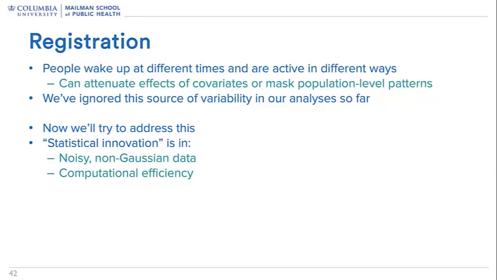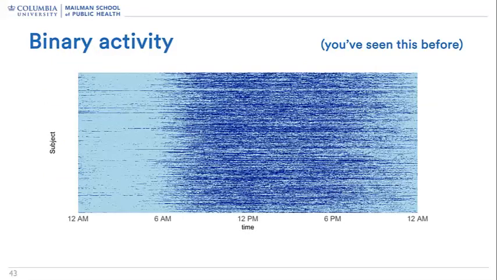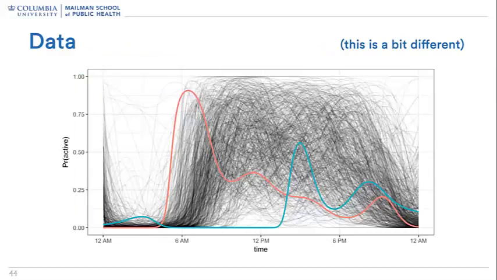So we looked at things like binary physical activity, whether or not somebody was active or not. And over the course of 24 hours, you see that people are generally asleep in the nighttime and awake in the daytime. But there are major patterns. When somebody wakes up is different going from one person to the next.